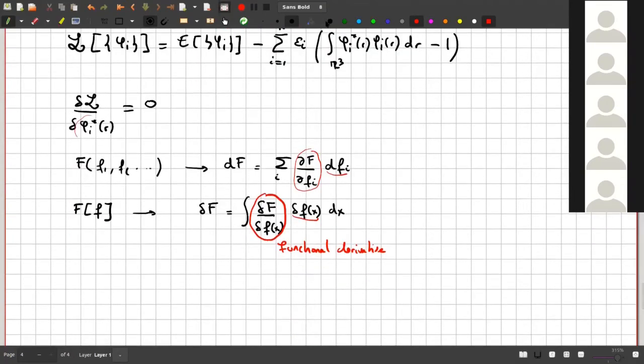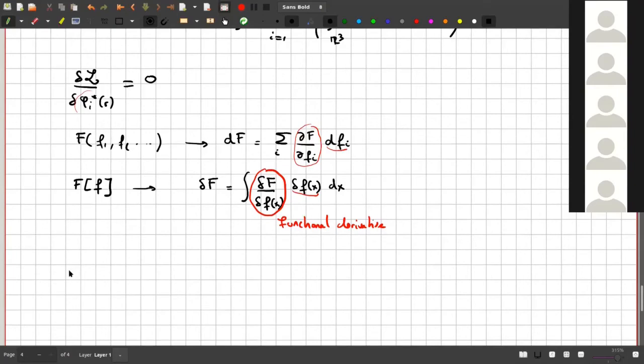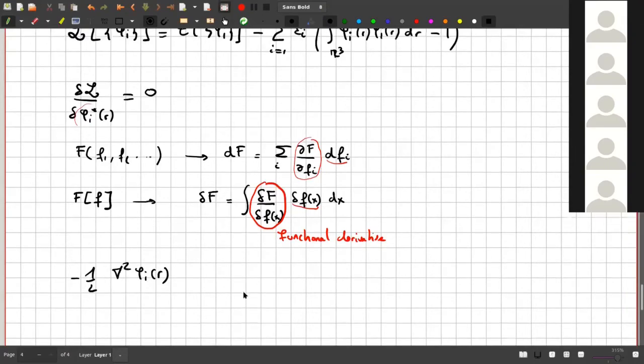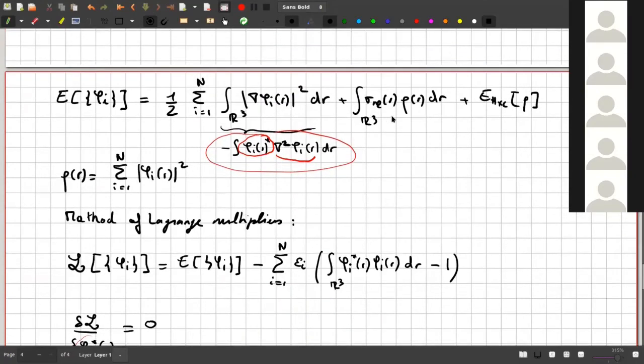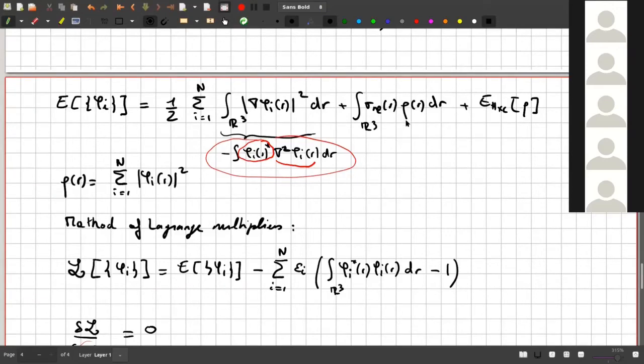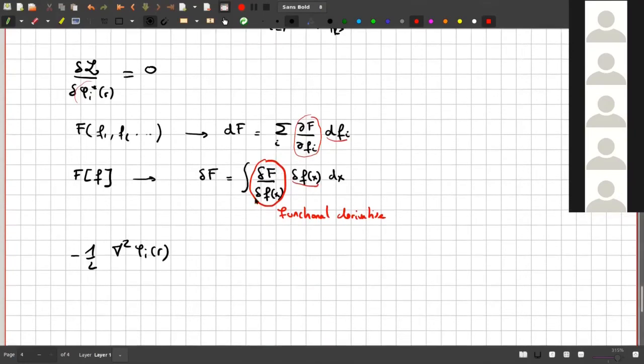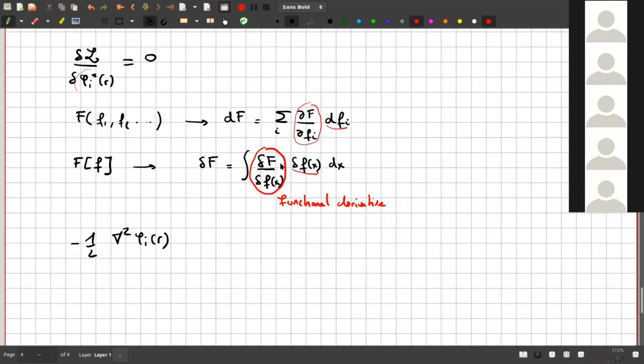So it means that you are going to find minus 1 over 2 Laplacian phi_i of r, for this first term. Now for the second term, we need the derivative of the density, but the density I can write as phi_i star phi_i of r. So in fact, the derivative with respect to phi_i star is simply what is left here, phi_i, and then you remove the integral over r. The functional derivative is what is inside the integral. So it means that the second term will be simply v_ne of r times phi_i of r.